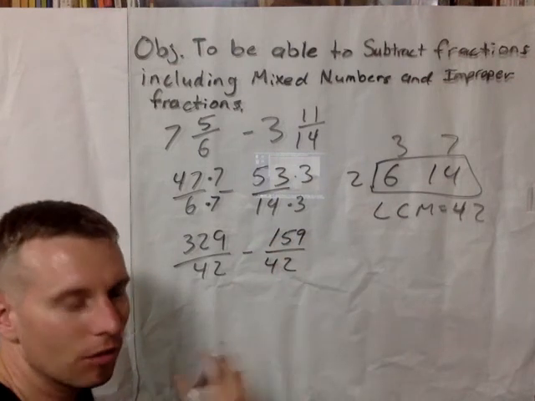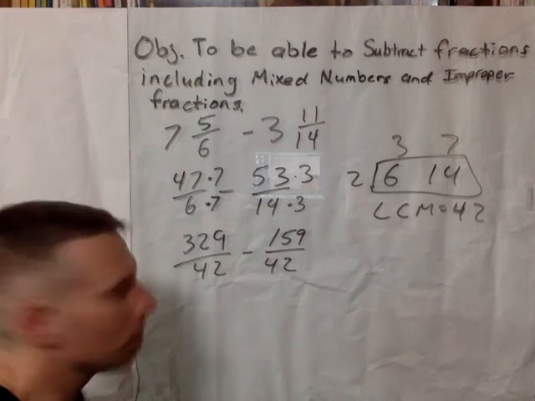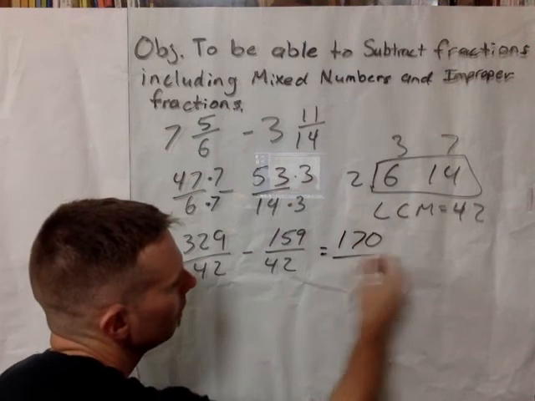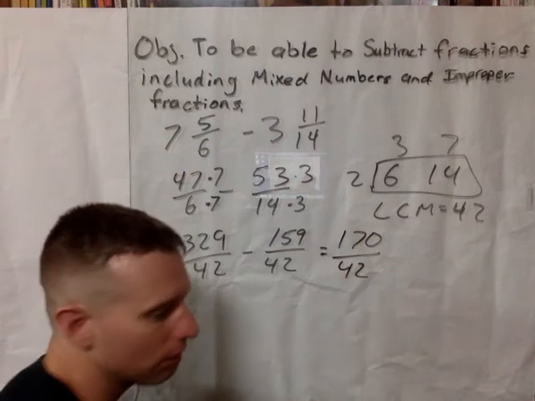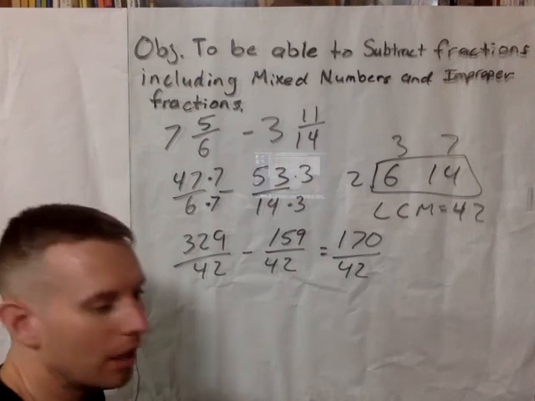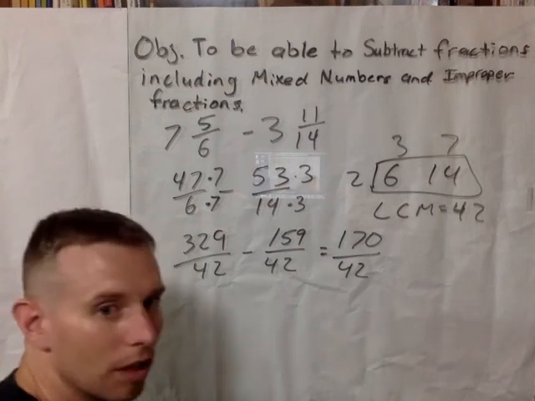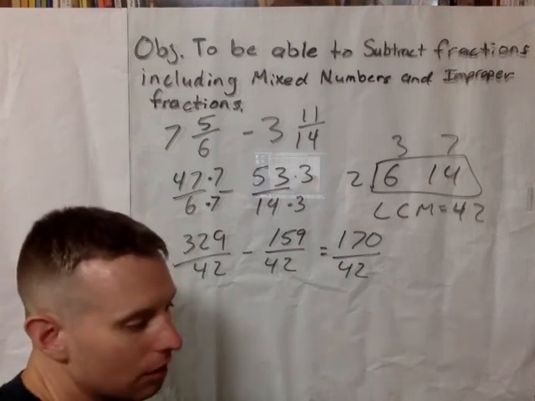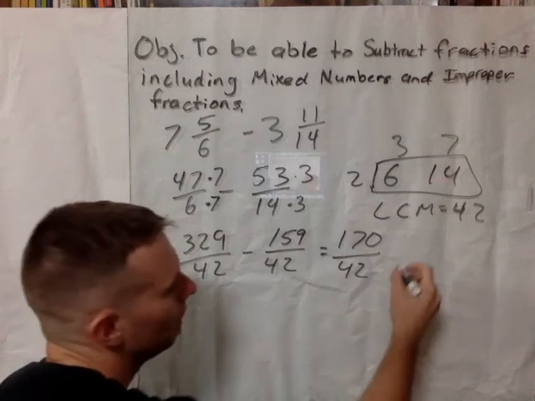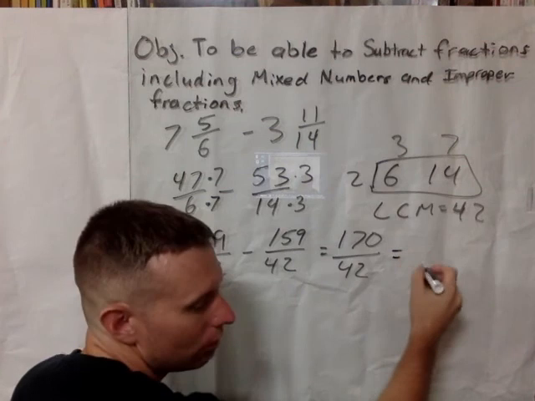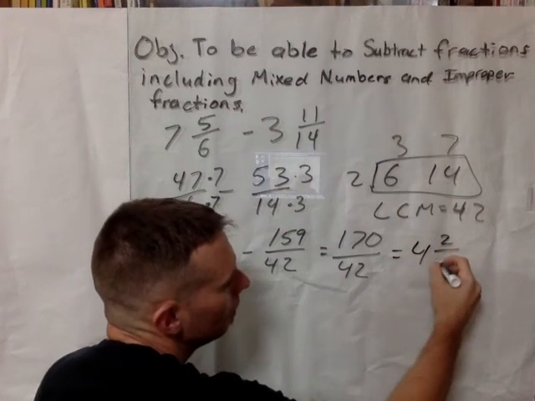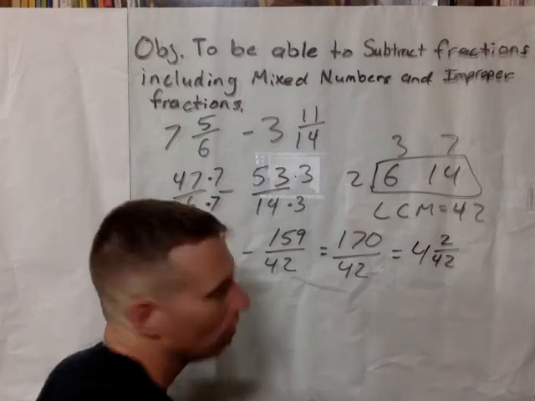Now we'll subtract 329 minus 159, and we will get 170 over 42. And again, if we were to divide that out, and you could do that and pause it if you want to check and see if you get the correct answer, that would be a good thing to do. But if not, I'll just go ahead and tell you that 42 goes in evenly 4 times, and you have a remainder of 2 over 42.